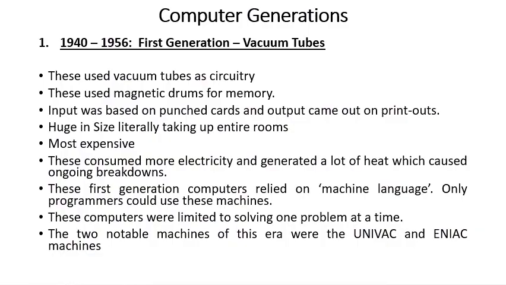Now we are going to start the generations of computers. There are a total of 5 computer generations, starting from the first, from 1940 to 1956. These computers are characterized by the use of the hardware component called vacuum tubes. The basic components used to design the hardware of these computers are vacuum tubes, which are the circuitry, the basic building block of this computer system.